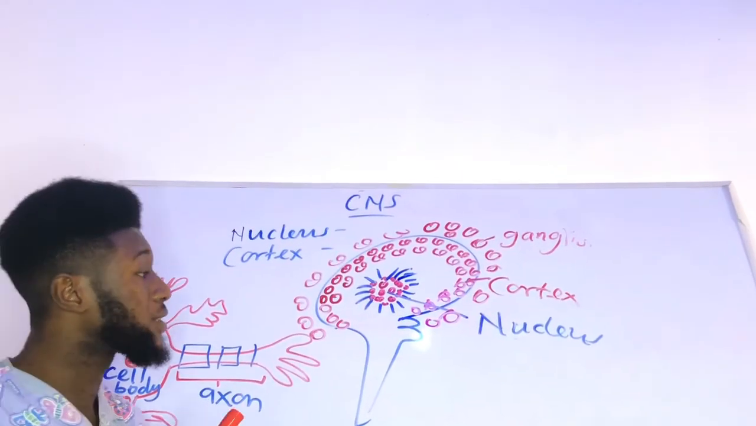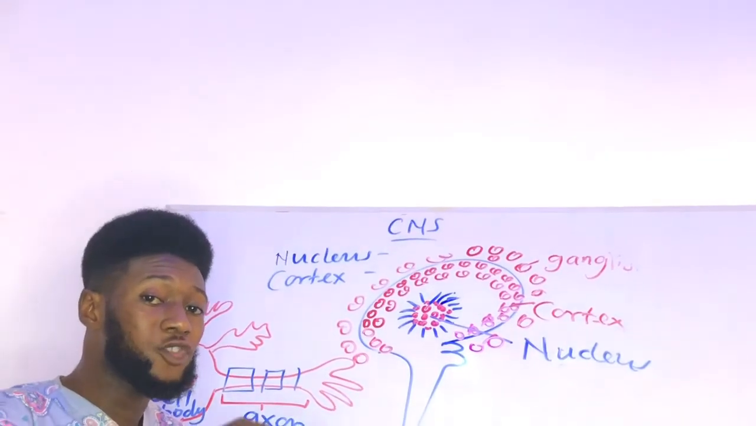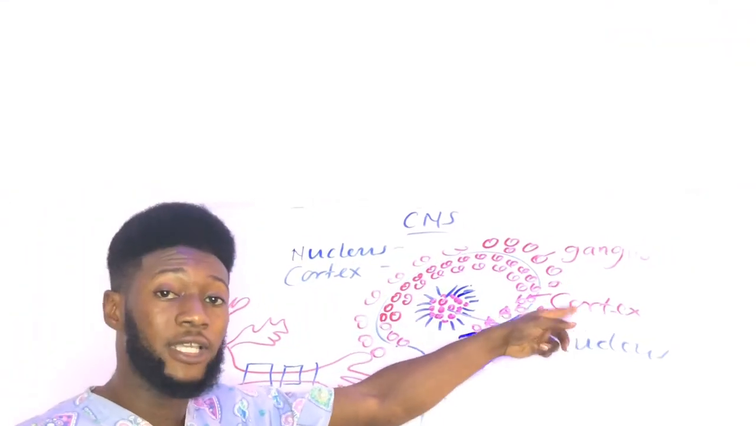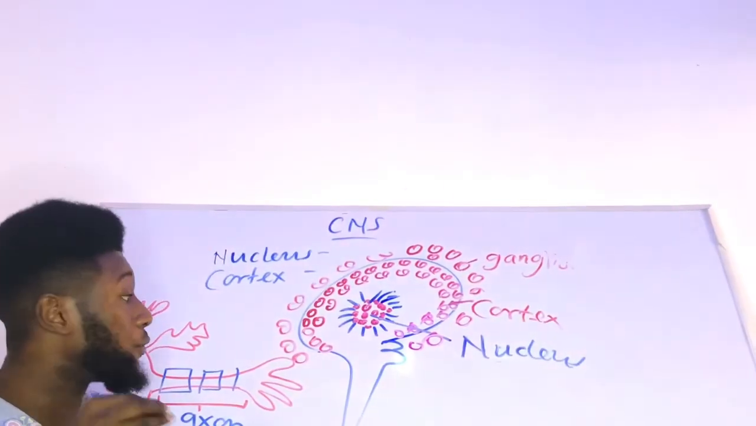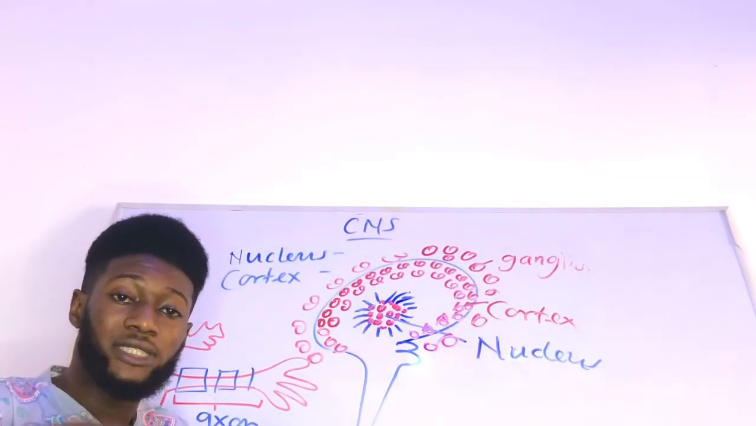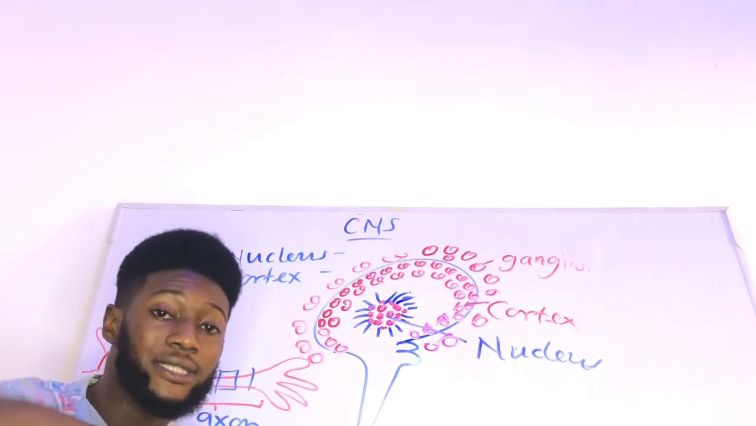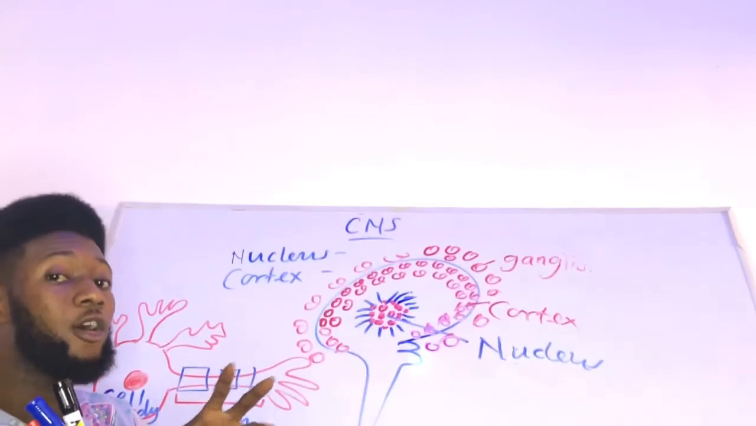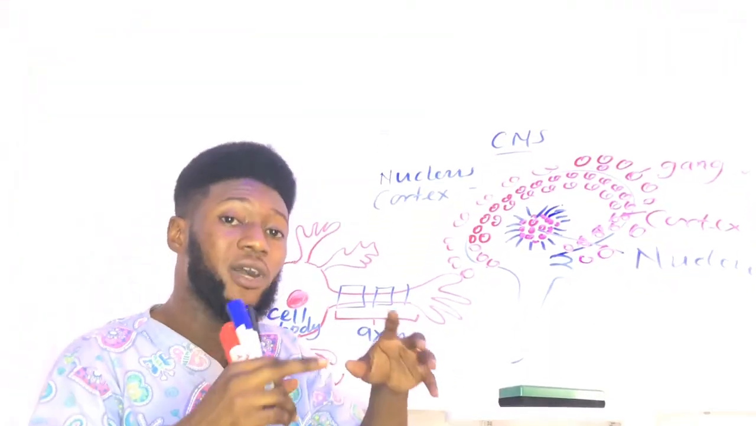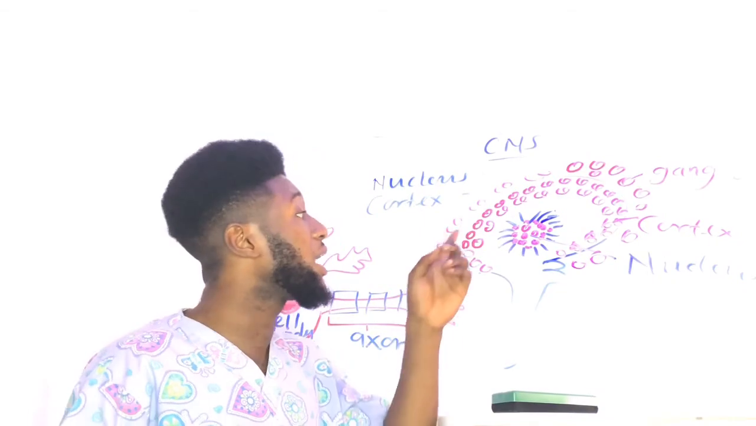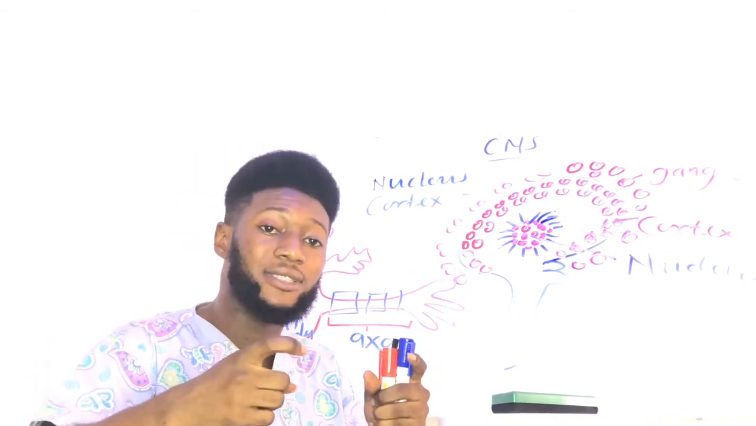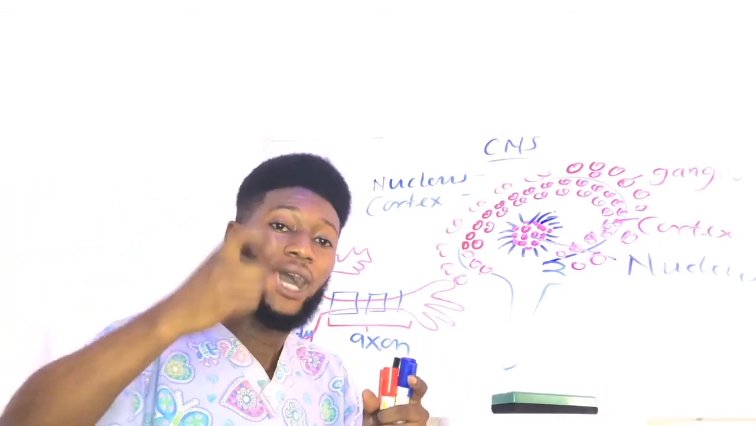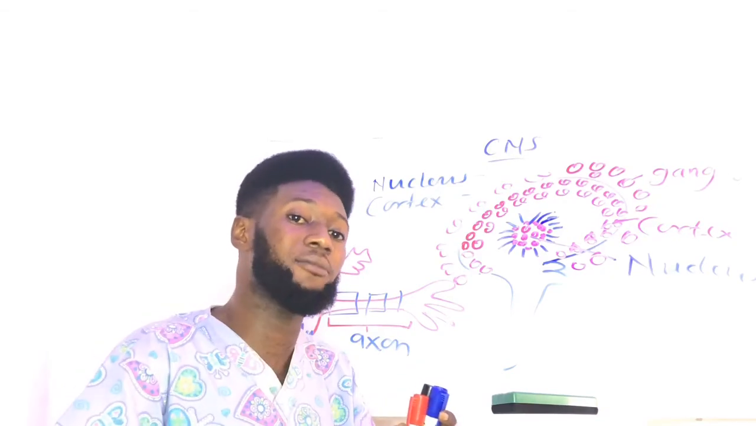Now, a group of cell bodies found superficially in the brain is referred to as the cortex. A group of cell bodies, or a piece of gray matter, embedded inside the central nervous system, surrounded by white matter or axons, is referred to as the nucleus. A collection of cell bodies found outside the central nervous system is referred to as the ganglion. A group of axons found outside the central nervous system is referred to as a nerve. A group of axons found inside the central nervous system is referred to as tracts.